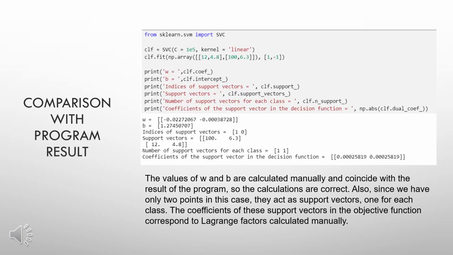Comparison with program result. The values of W and b calculated manually coincide with the result of the program, so the calculations are correct. Also, since we have only two points in this case, they act as support vectors, one for each class. The coefficients of these support vectors in the objective function correspond to the Lagrange multipliers calculated manually.